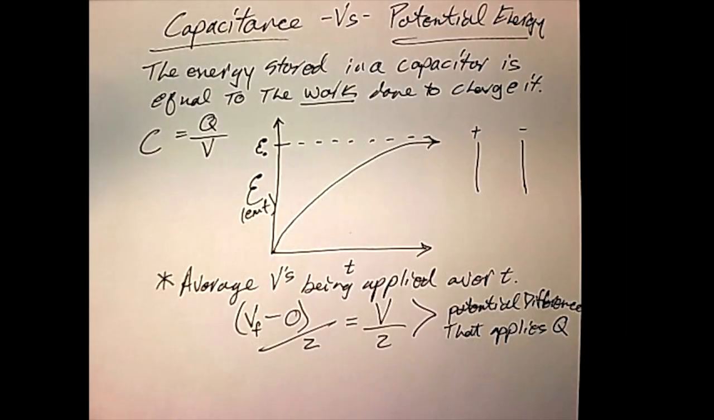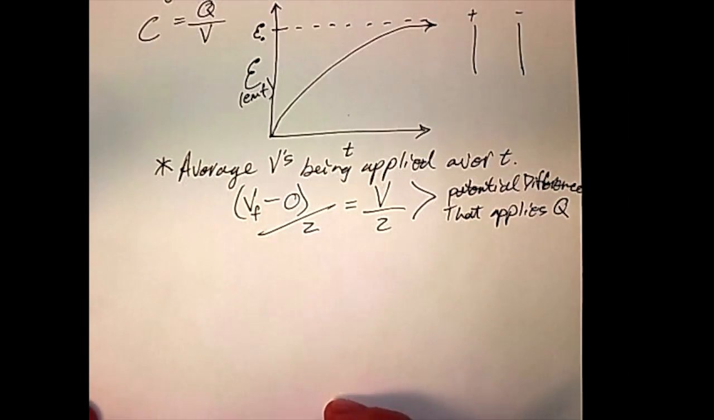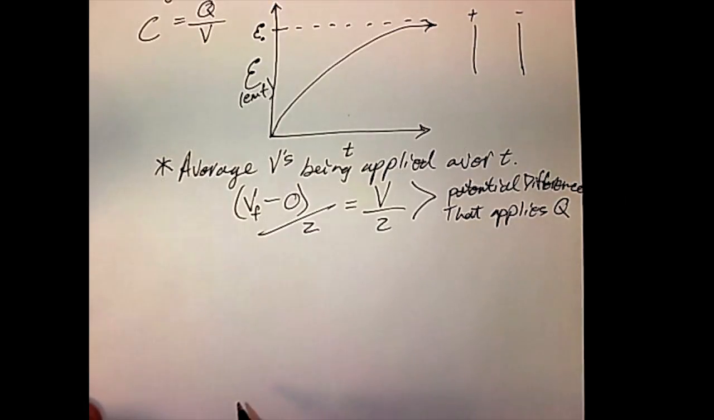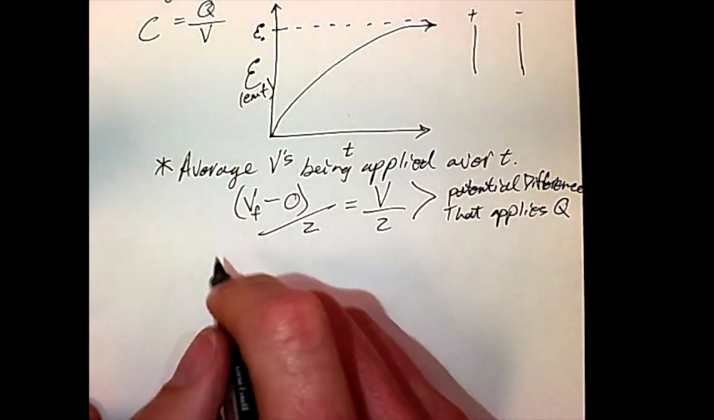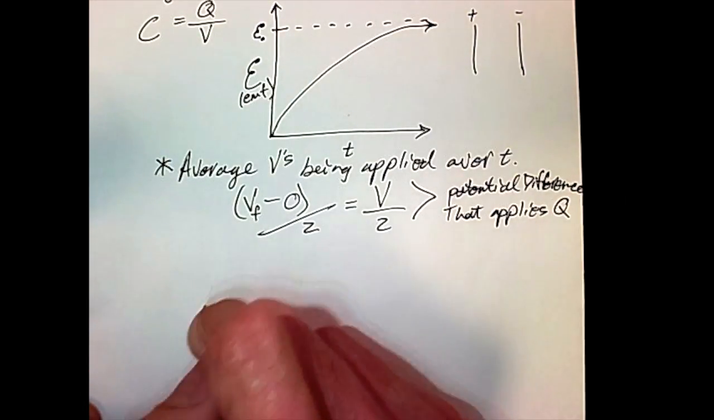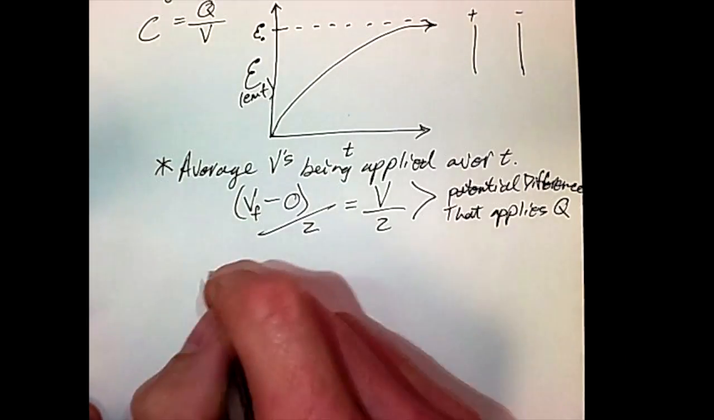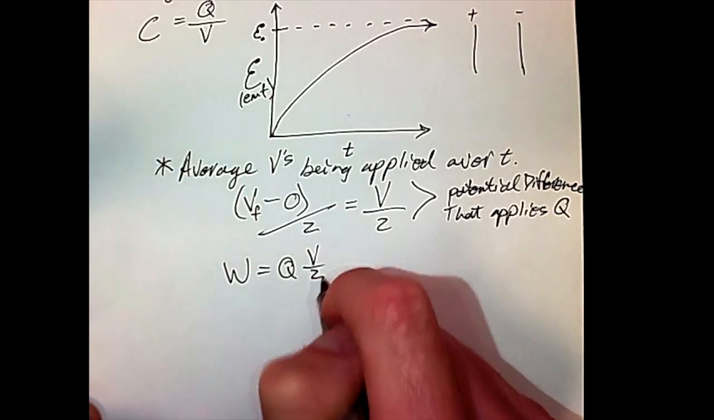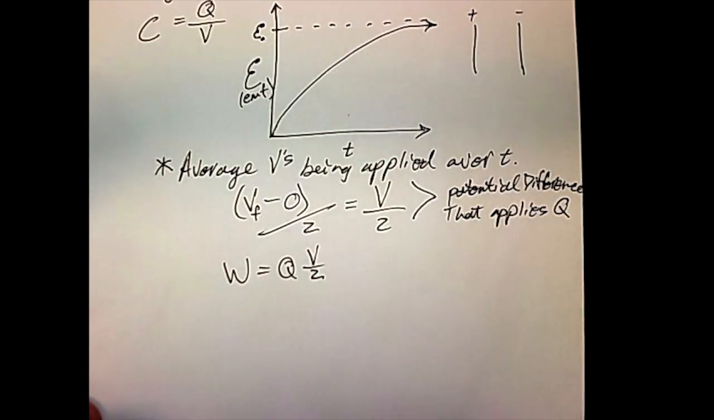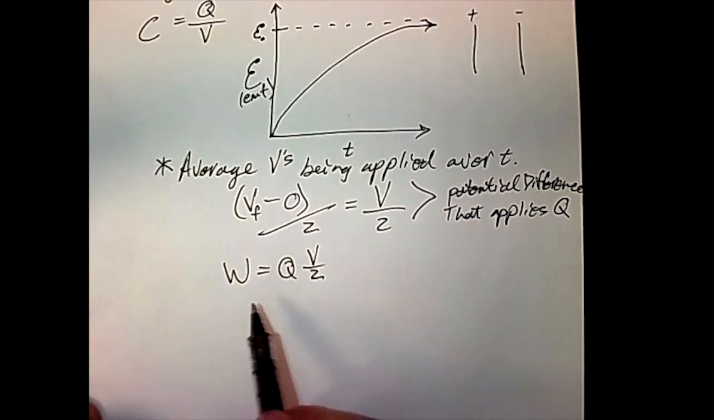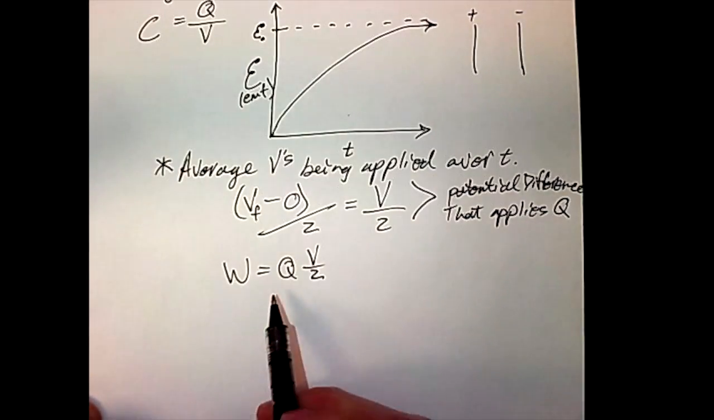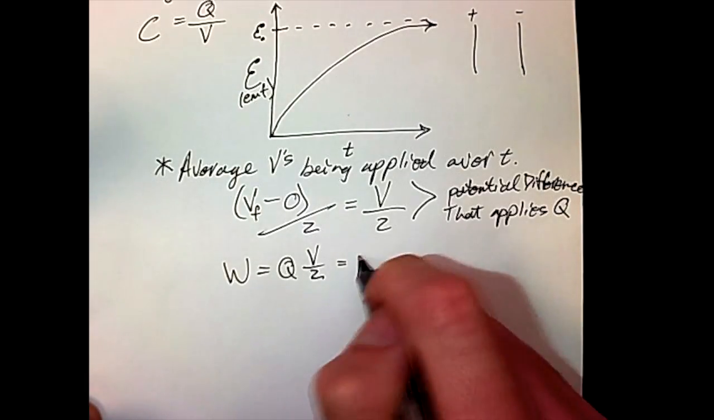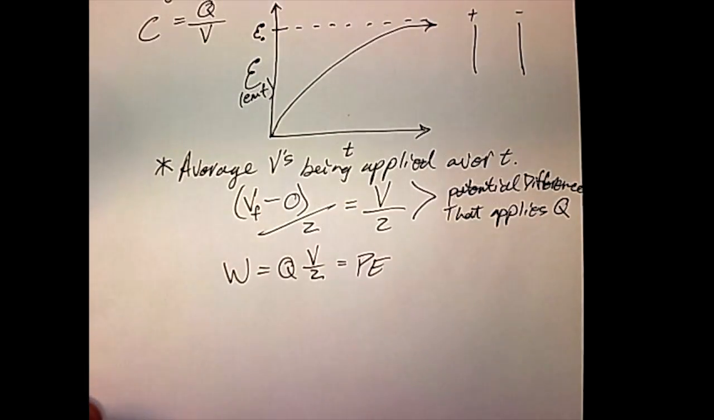to the capacitor. And so in order to calculate the work done to charge the system, the work would be Q times the voltage. But in this case, it's important to note that the voltage is half. And so the work is Q times V divided by 2. Now, the definition of potential energy is the work necessary in order to get a system to a particular point. And so in this case, this is equal to the potential energy stored within the capacitor.